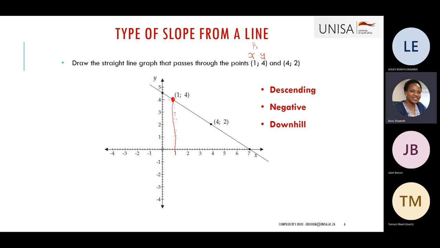So there is 1 and there is 4. They need to correspond. And that point that we draw there, it's called point 1. It has an x coordinate of 1 and a y coordinate of 4. The second point, they said it has an x coordinate and a y coordinate.